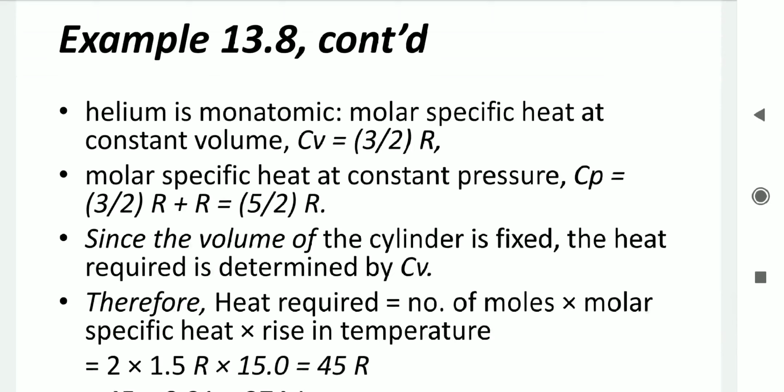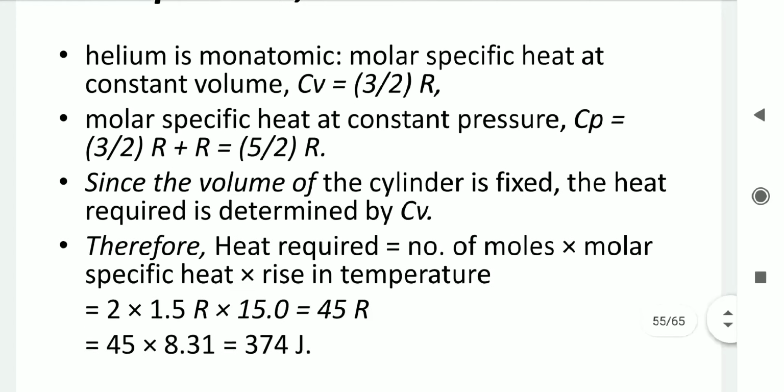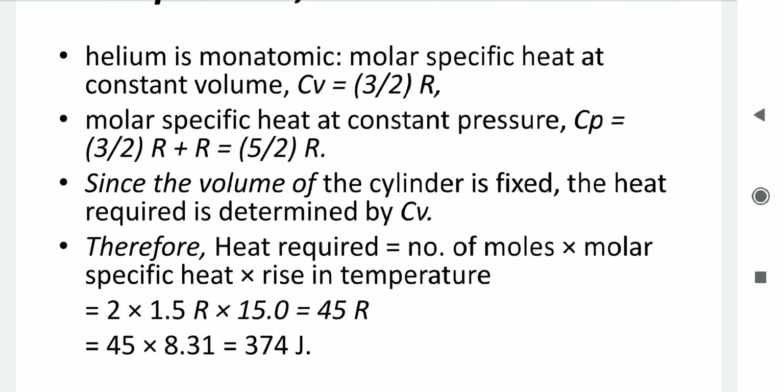So here the molar specific heat at constant volume Cv equal to 3 by 2 R. Then Cp minus Cv equal to R, based on that Cp equal to 5 by 2 R. Here the volume of the cylinder is fixed. So here heat is required to be determined using Cv. And heat required equal to number of moles into molar specific heat into rise in temperature. So number of moles 2 into molar specific heat, that is 3 by 2 R, into 15, that is the temperature rise. That will give you 45 R. Now substitute the value of the constant R, and we will get the amount of heat 374 joule.